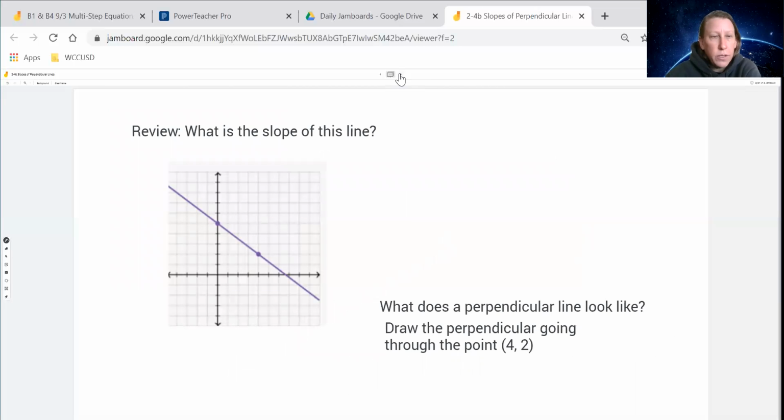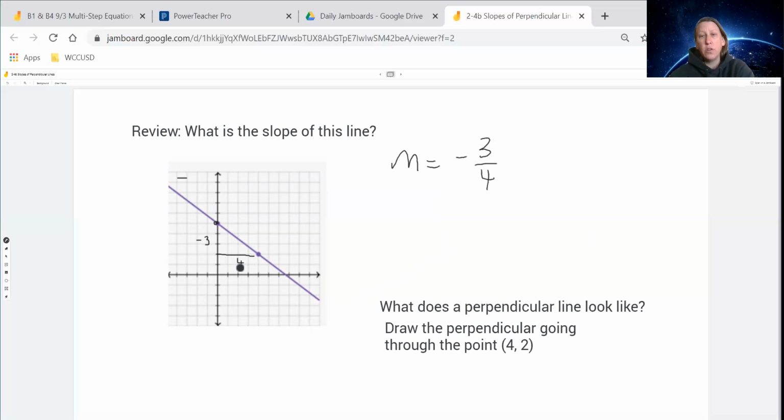All right, let's review a little bit. What's the slope of this line? The way to find slope is to say, okay, how do I get from one point to the next along the line? And what's its steepness? This slope is negative, it's going down. It's going down 1, 2, 3, and then to the right, 1, 2, 3, 4. So the slope of this line is -3 over 4.